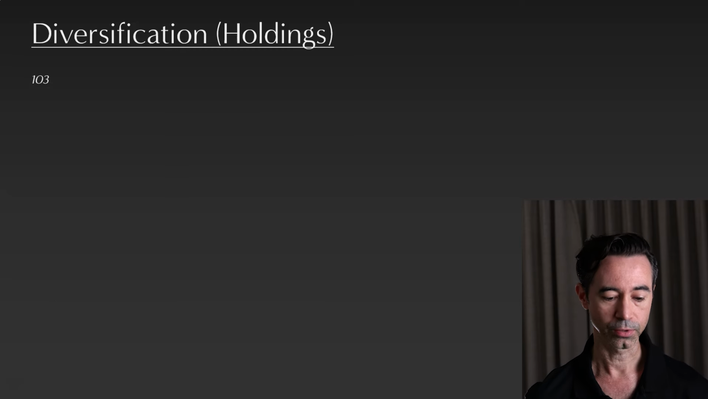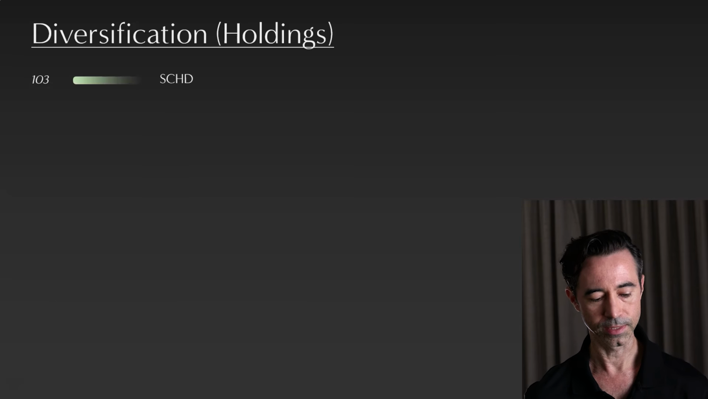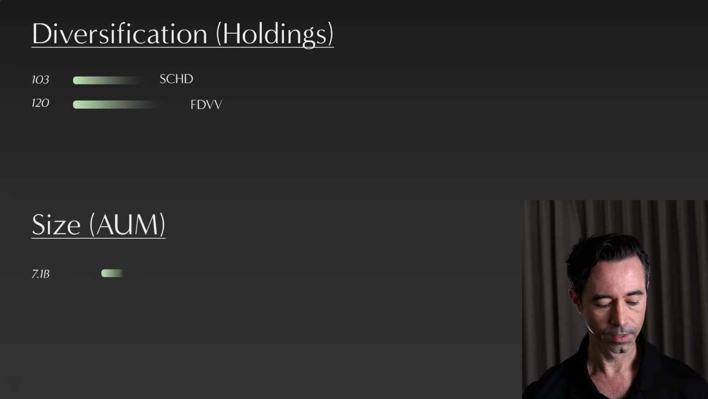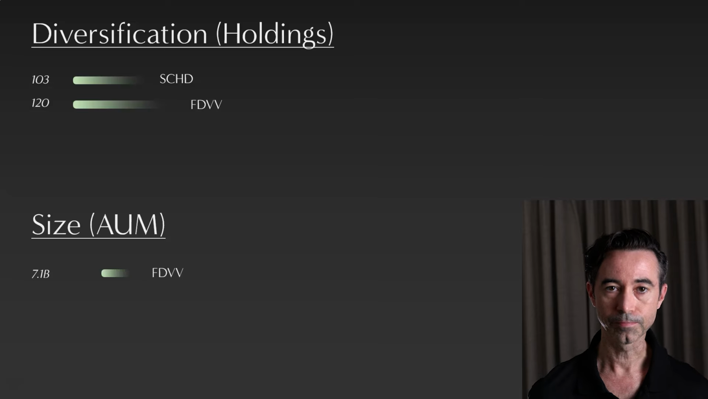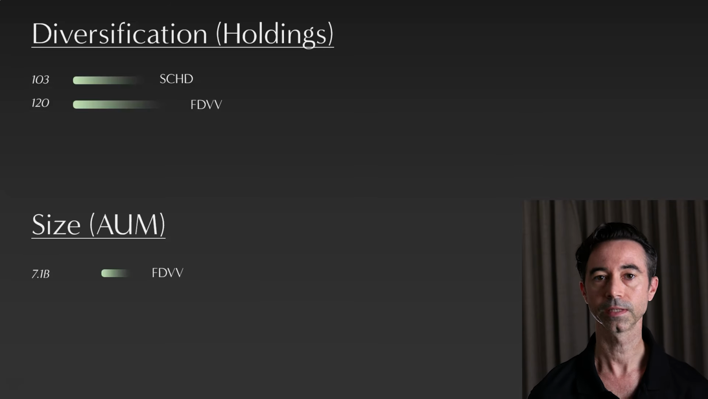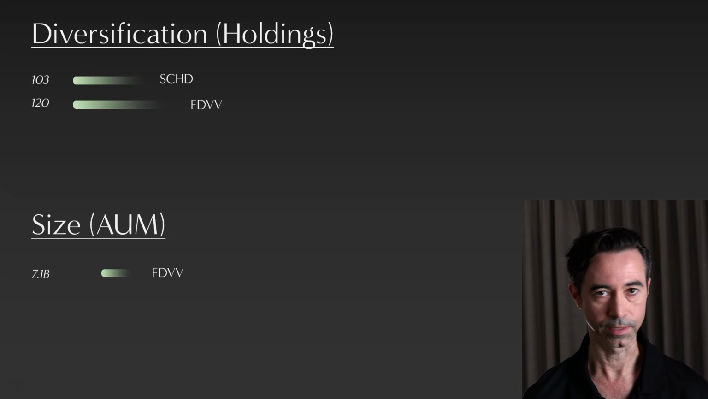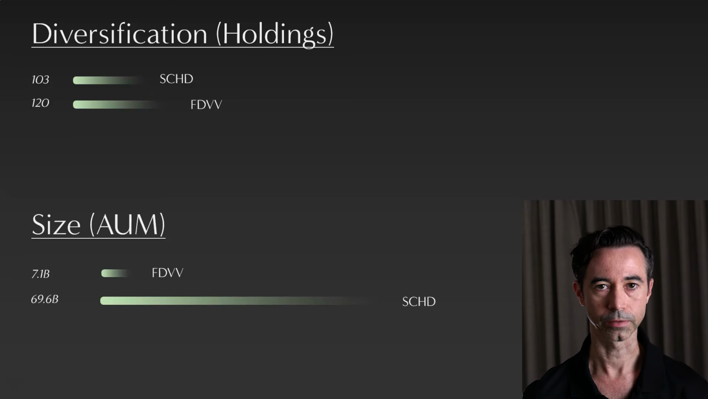Next, diversification or holdings. How many holdings are in these? SCHD has 103, 120 for FDVV. Size, or how many assets under management are there? Look, FDVV is not a very big ETF. It's fairly new. I think it's growing a lot more recently because it's been doing well and getting more attention. But there's $7.1 billion inside this thing, where SCHD's got 10x that much, almost $70 billion.